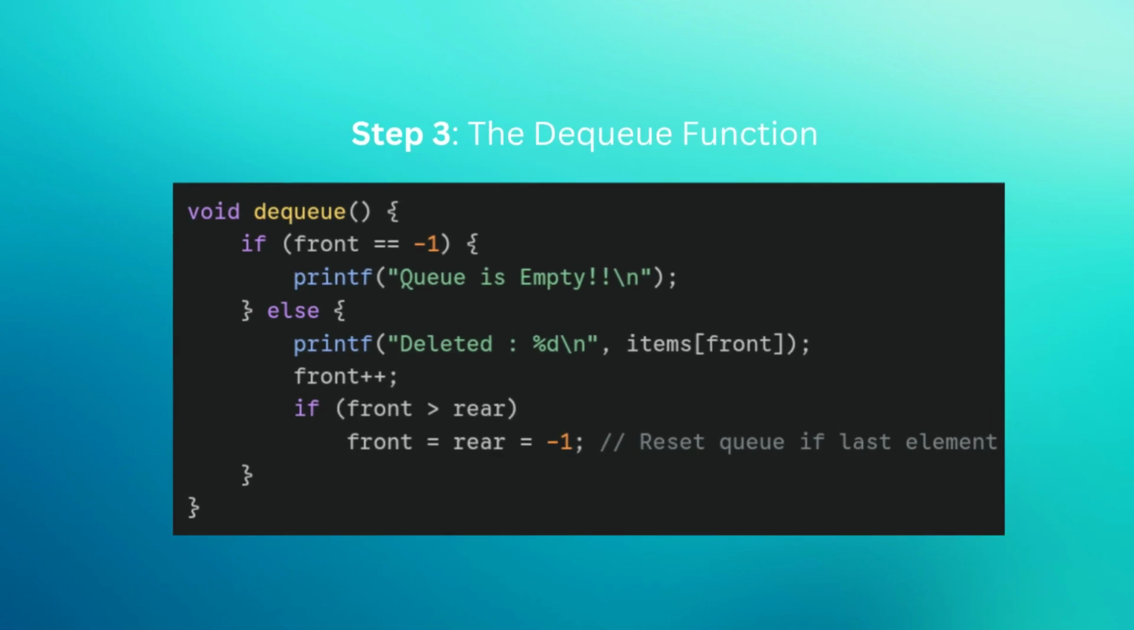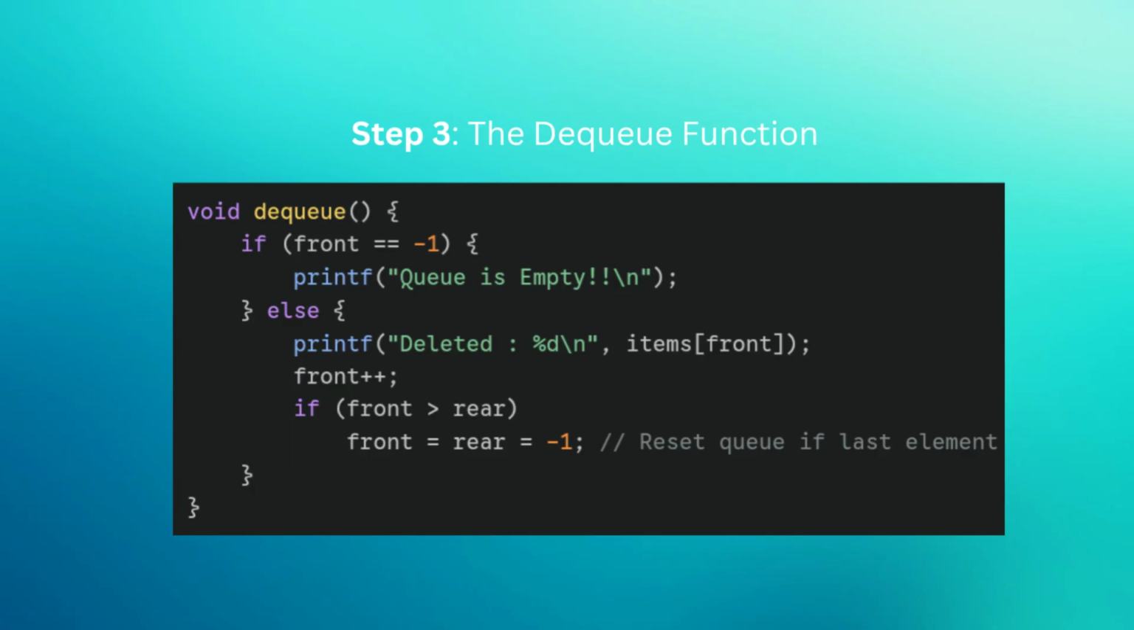Step 3, the dequeue function. So let's define another function which is to dequeue. Now, in the dequeue function, we will have void dequeue, and we will not be returning any values, so no parameters. Now, if front is equal to -1, meaning the front is outside the array, we will be printing "queue is empty" because it is at -1.